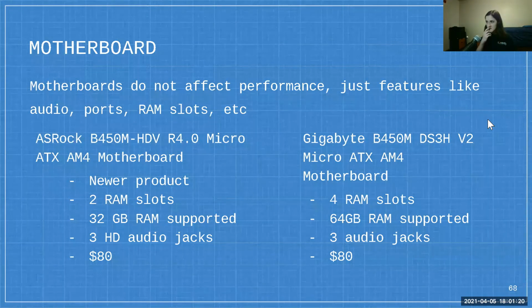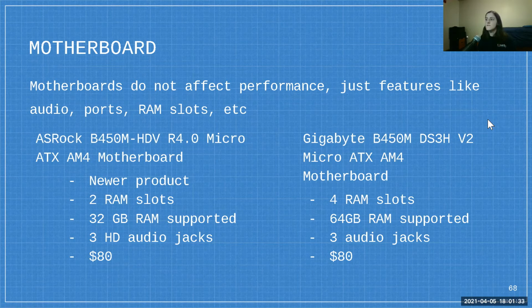So, but they don't directly affect performance. There's not one that is going to add a bunch of performance. It'll just add more slots of like RAM or something like that to help performance. So we have the ASRock B450M micro ATX AM4 motherboard. And then this is versus the Gigabyte B450M V2 micro ATX AM4 motherboard.